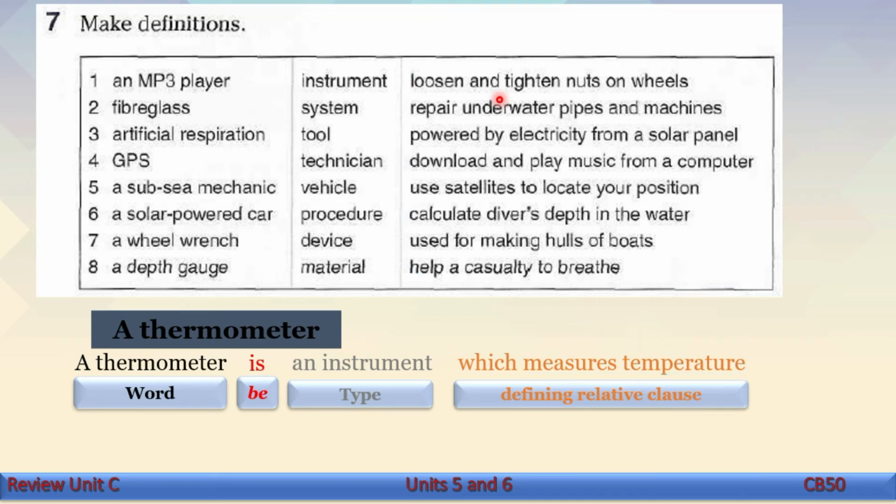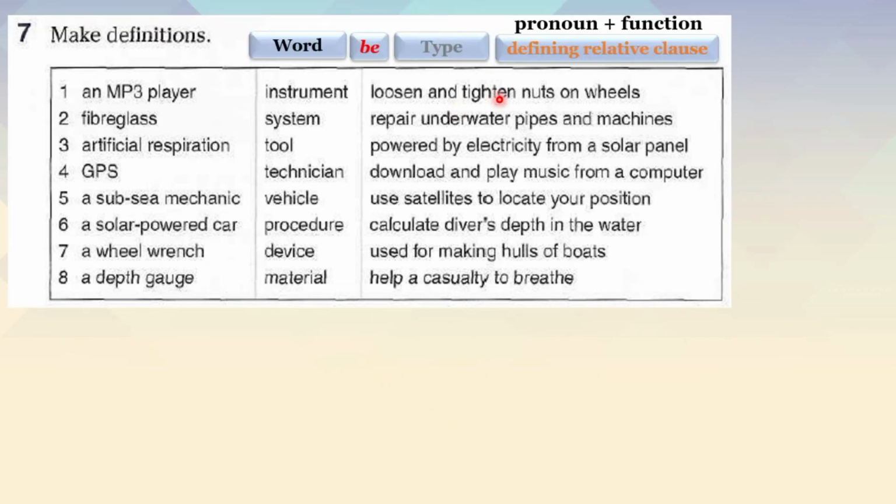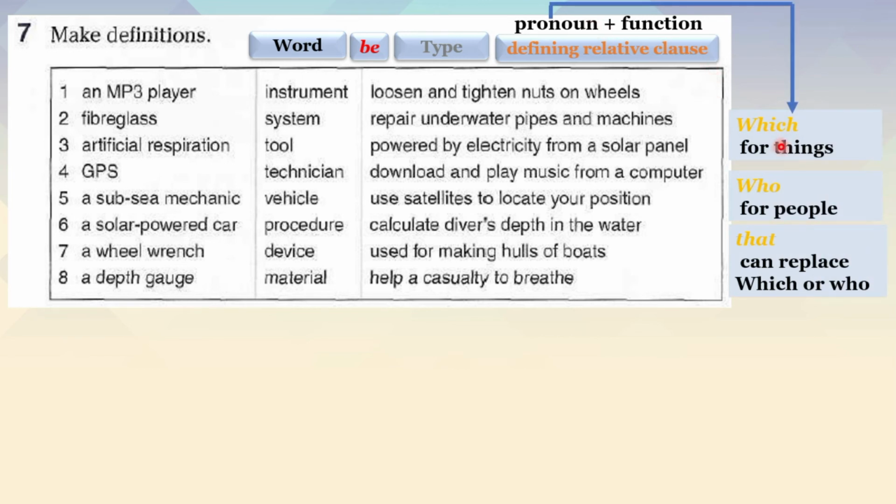Now let's go back to the task. Remember, to make a definition, we need the word, verb to be, the type noun, and then the defining relative clause, which is divided into the pronoun and the function. And for the pronoun, we have which, who, and that. Which is for things, who for people, and that can replace which or who. Let's do number one together.